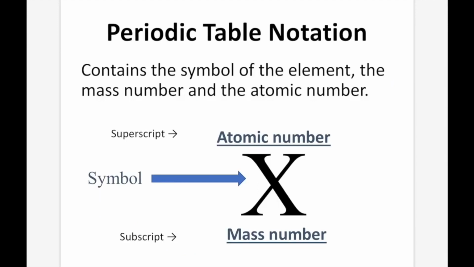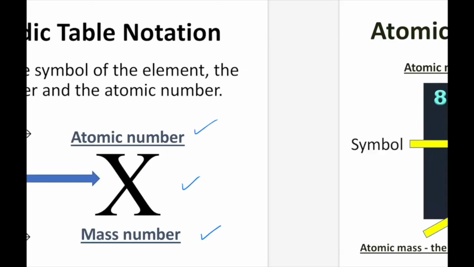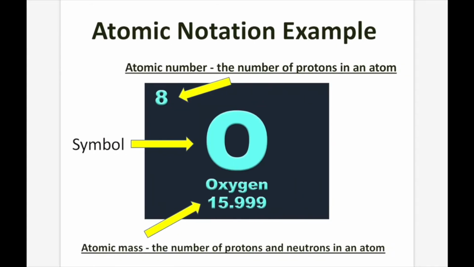Periodic table notation. The periodic table notation is going to contain the symbol of the element, the mass number, and the atomic number. So you can see up here in the superscript is going to be the atomic number, the subscript is going to be the mass number, and right in the middle is going to be the symbol. So for example, for oxygen, the atomic number is up top, it's 8. The symbol is O, and the average atomic mass is 15.999, and that's located below the symbol.